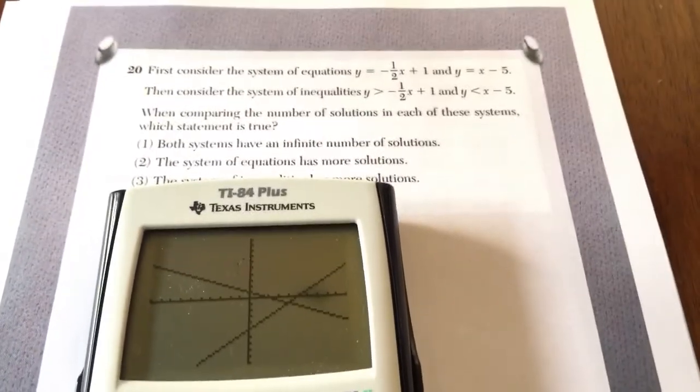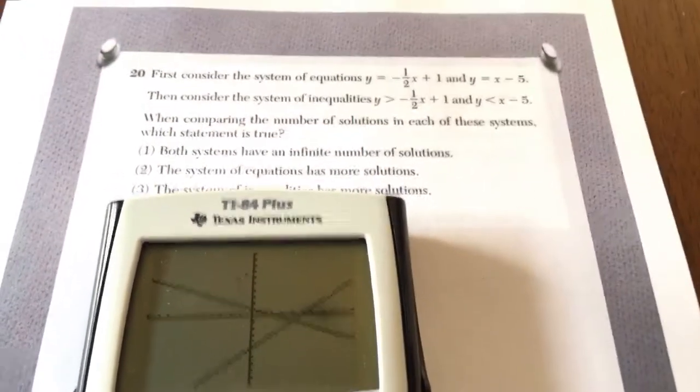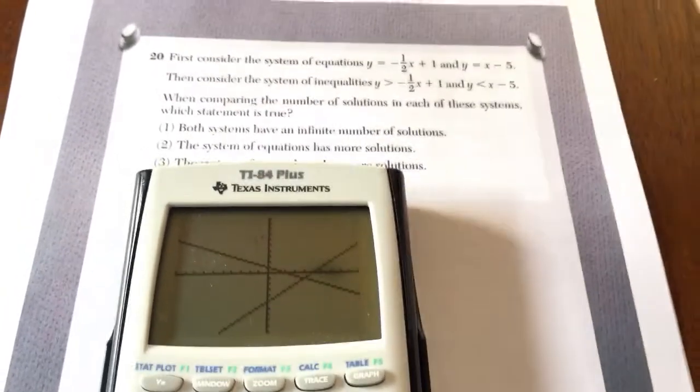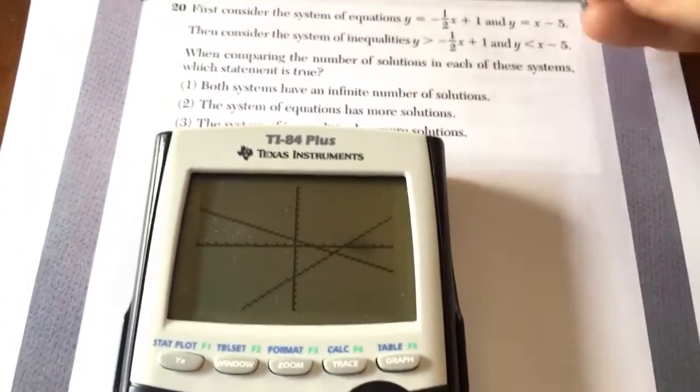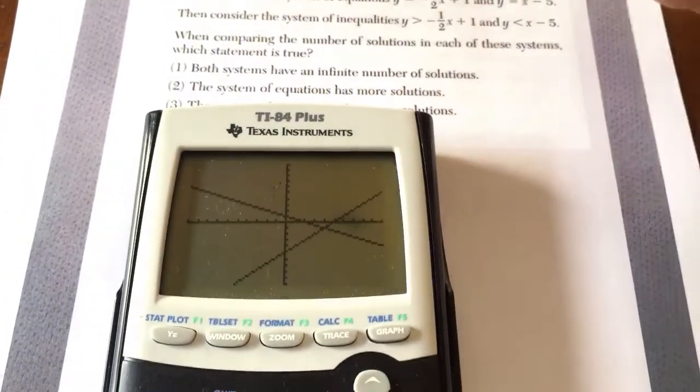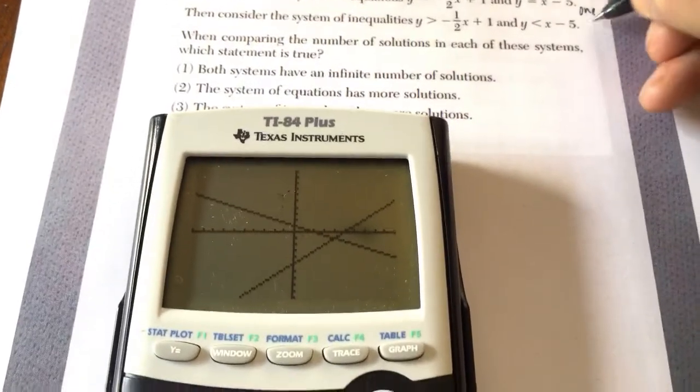For number 20, what I want to do is look at the equations of these lines and the inequalities. So let's start with the line. In my y equals, I have negative 1/2 x plus 1 and then x minus 5. It looks like they intersect at one place. That means they have one solution.